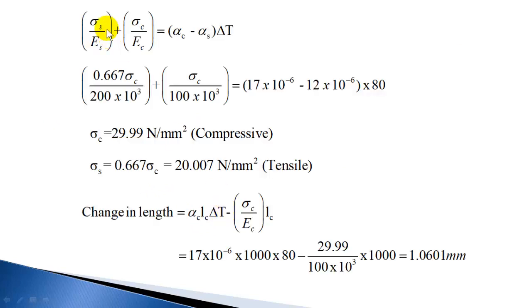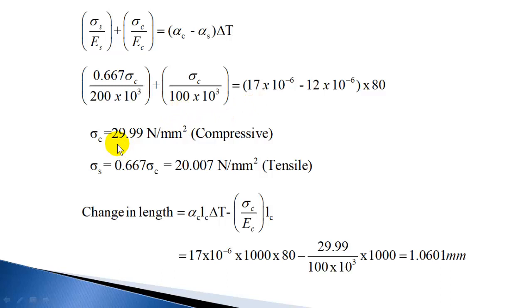Now the second relation is sigma S by E_S plus sigma C by E_C is equal to alpha C minus alpha S into delta T. The higher coefficient of linear expansion you should write first. So here copper is having the higher coefficient of linear expansion. Now sigma S we already got as 0.667 sigma C, and E_S is 200 into 10 raised to 3. Sigma C by 100 into 10 raised to 3. Alpha C is 17 into 10 raised to minus 6, and alpha S is 12 into 10 raised to minus 6, and temperature change is 80.